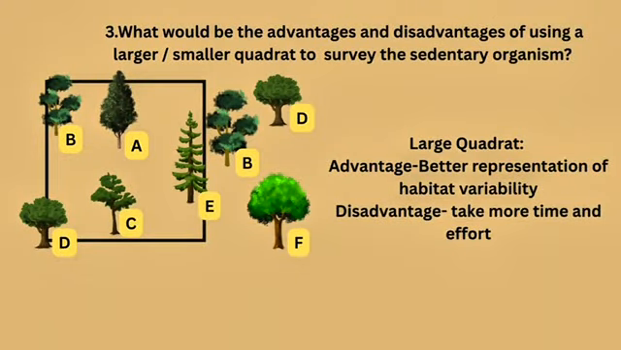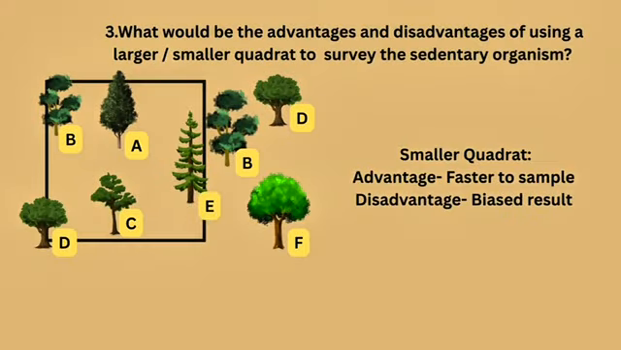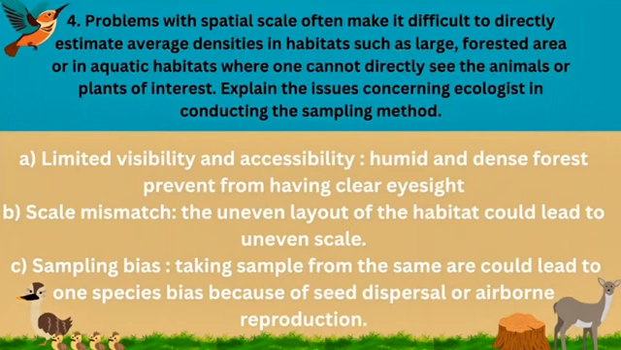What are the advantages and disadvantages of using a larger or smaller quadrat? For a large quadrat, the advantage is better representation of habitat variability, but the disadvantage is it takes more time and effort. For a smaller quadrat, it is faster to sample, but the result will be biased. The ecologists are having a problem in conducting the sampling method. What are the issues? They could be: 1. Limited visibility and accessibility. 2. Scale mismatch. And 3. Sampling bias.